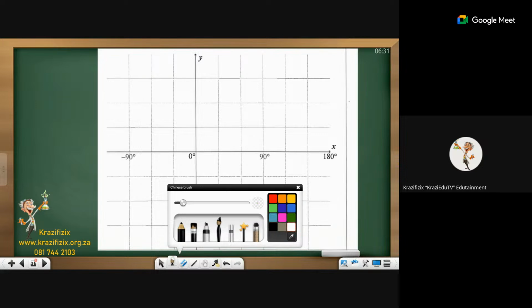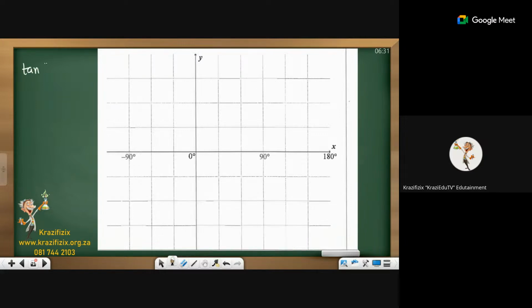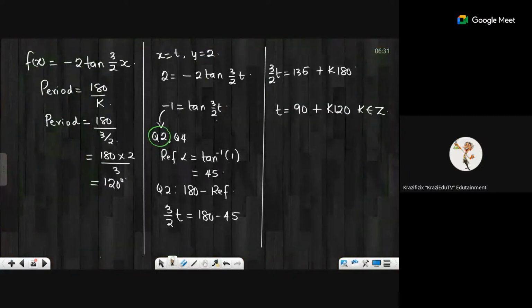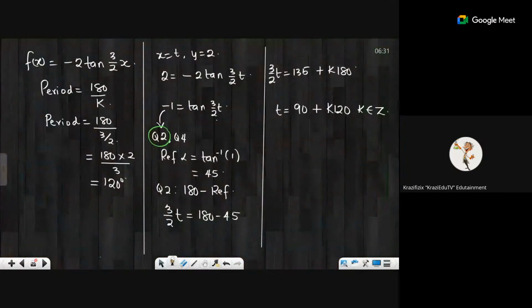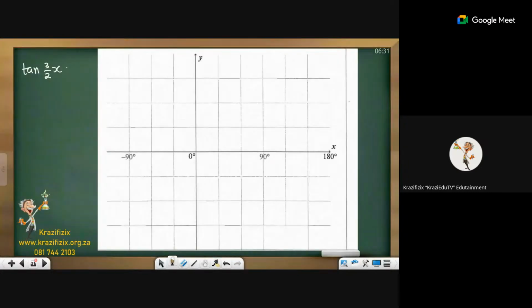We're sketching what? Tan 3x, right? That is what we're sketching. Is it tan 3 over 2? Negative 2 tan 3 over 2. The main thing is to get your step. And it's 90 over 2. 3 over 2.